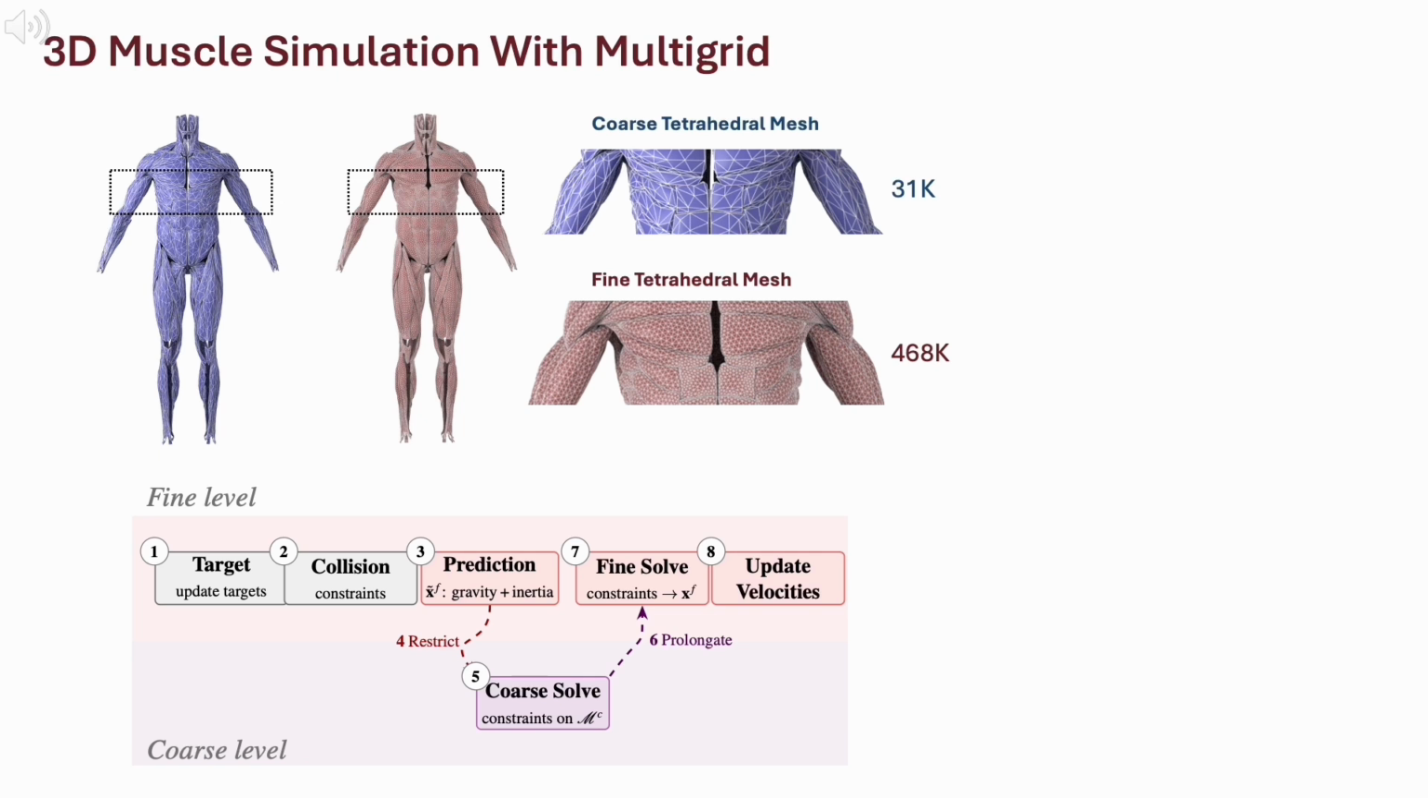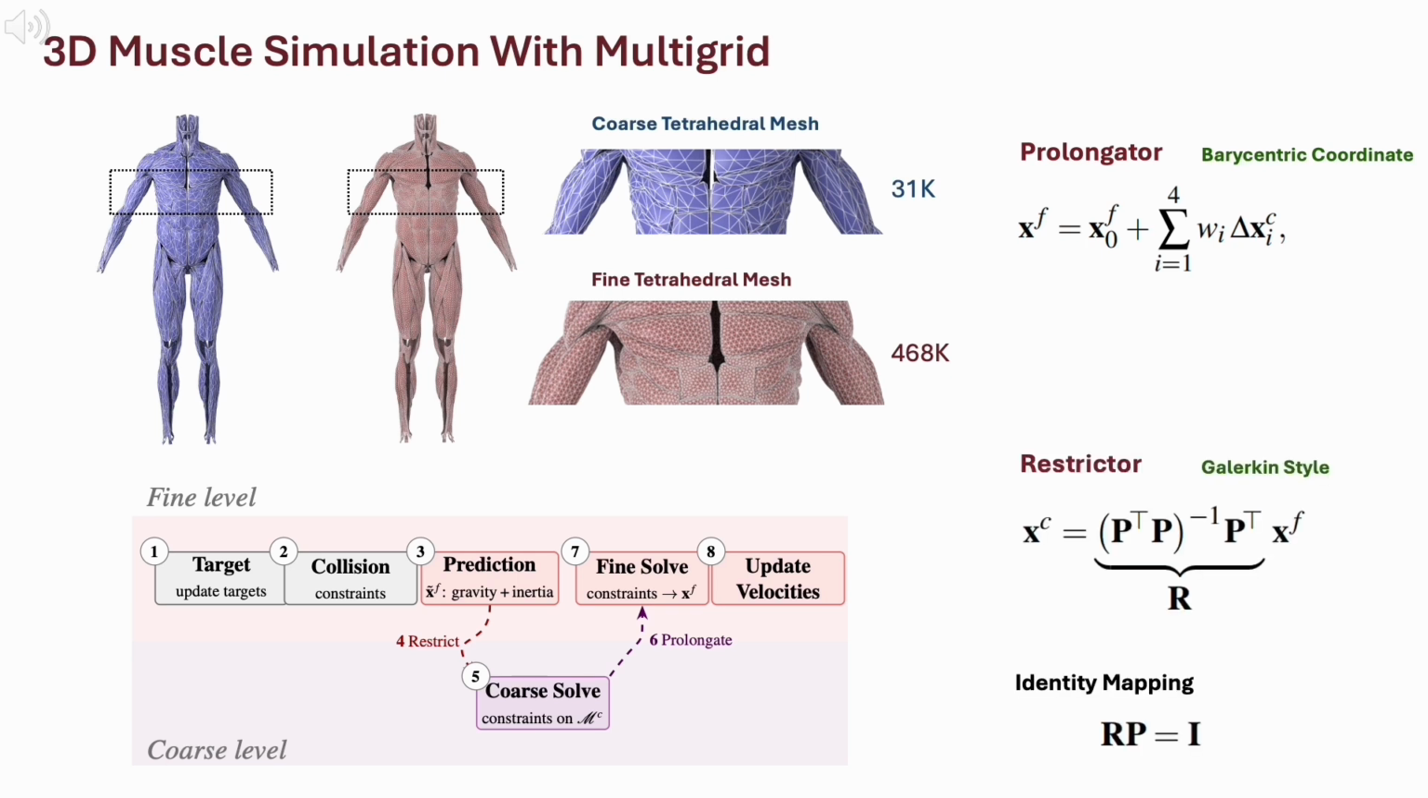We first coarsen a mesh of 468,000 tetrahedra down to 31,000, then form a prolongator from barycentric coordinates, so each vertex of the fine mesh is controlled by a coarse cage. We define restriction as the least squares state that best reproduces the fine state within that cage subspace, and this Galerkin-style restrictor satisfies the identity mapping.